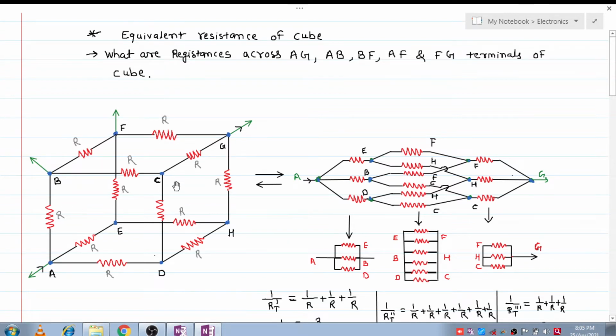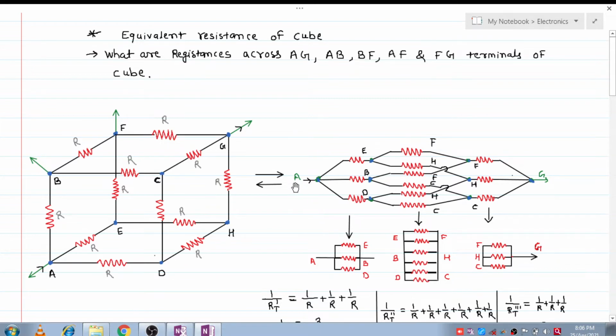So here we have been given one cube. In that cube, at each edge we have attached a resistance R, so all resistances are of the same value. If we want to calculate the equivalent resistance, then we want to convert this circuit into an equivalent circuit, or by using Kirchhoff's law we can also calculate the equivalent resistance. So first we will convert this circuit into a simple circuit.